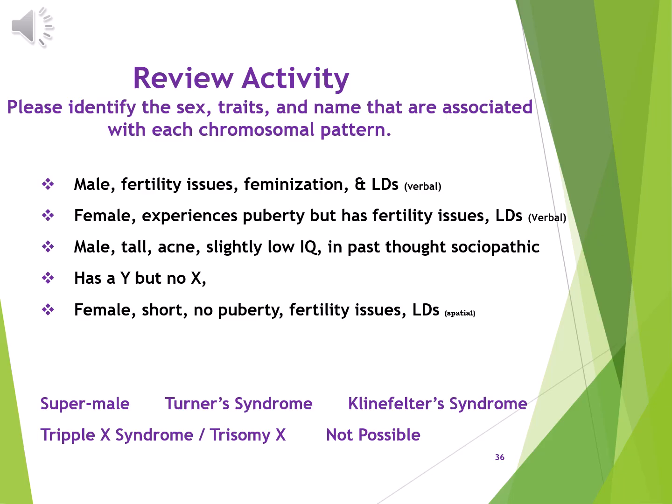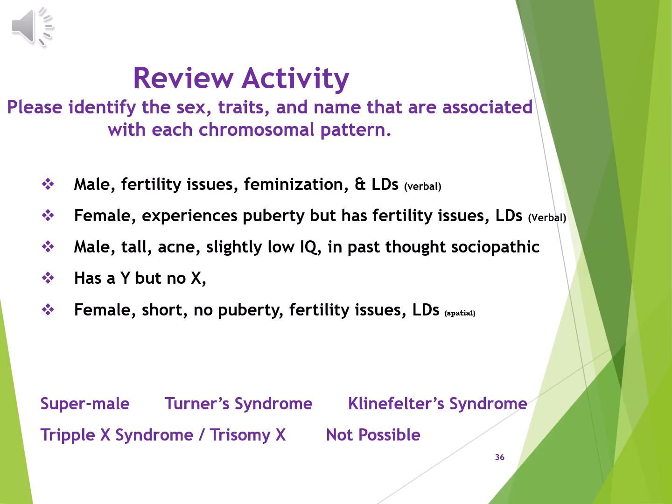Next individual, tall, acne, low IQ, in the past were thought to be sociopathic, which they were not. This person would be a male. That's a help. So that would be the quote-unquote super male. Next one, where the individual has just a Y chromosome with no corresponding X, not possible, not viable, too much genetic information to be lost to make a person, so the not possible choice.